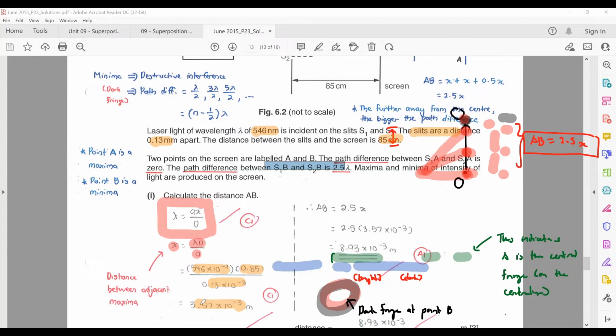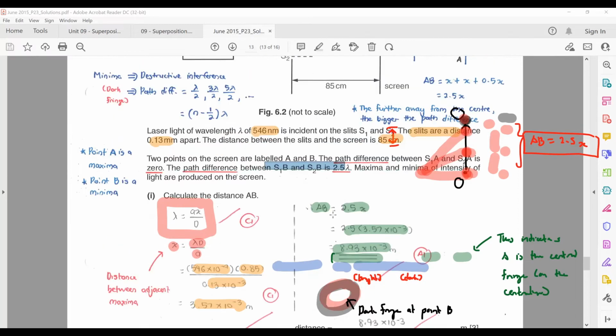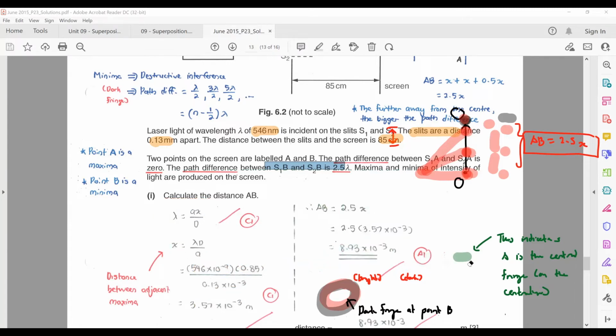Okay. So lastly, you know that AB is 2.5x. So just sub in the value and you get your AB as 8.93 times 10 power minus 3. Okay. So far, so good. Right. Then after that, the last question, I just need to explain a little before we can end the lesson.